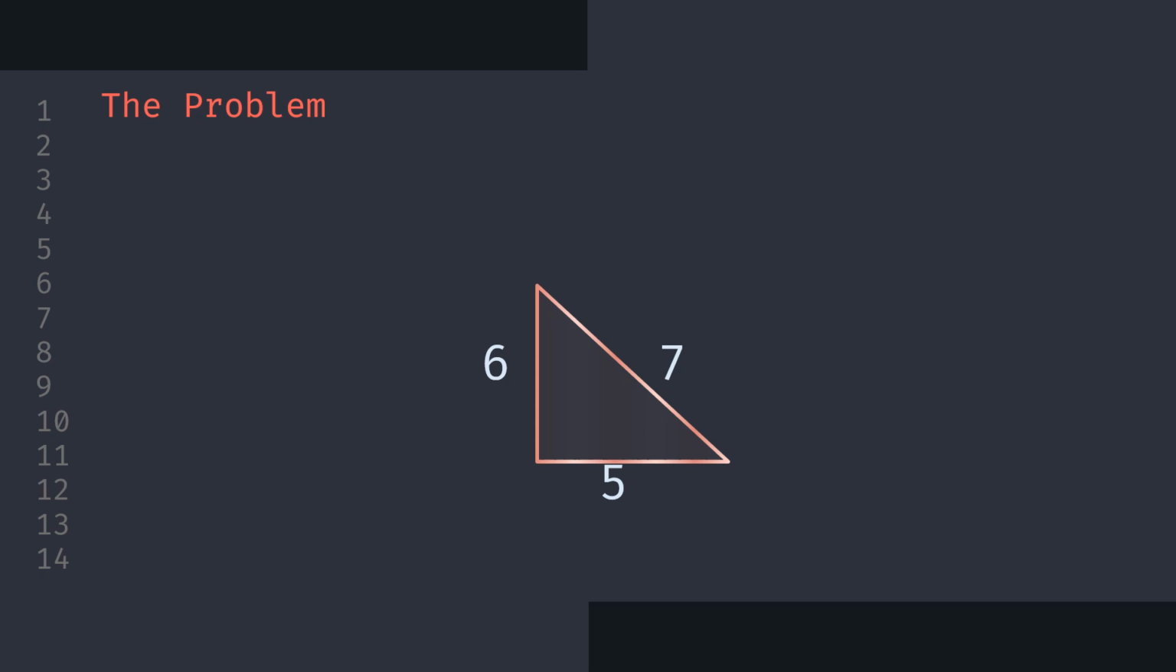We have a triangle with three sides, 5, 6 and 7 units long. Our task is to find the area of this triangle. Instead of using the traditional base and height, we'll use a special method known as Heron's formula.